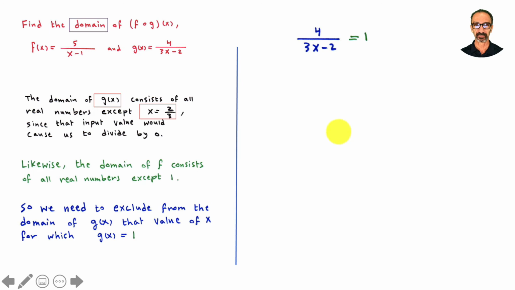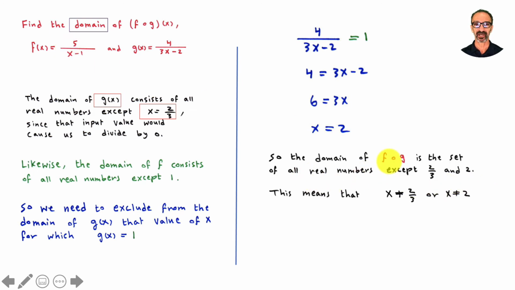So now we do some algebra steps. This is my g of x. I don't want it to be 1. So we solve to see what will take it to 1. Cross multiply. I have 4 equals 3x minus 2. Simplify, add 2 to both sides. 6 equals 3x, divided by 3. And I get x equals 2. So x equals 2 right here will provide you with 1, but you cannot move on.